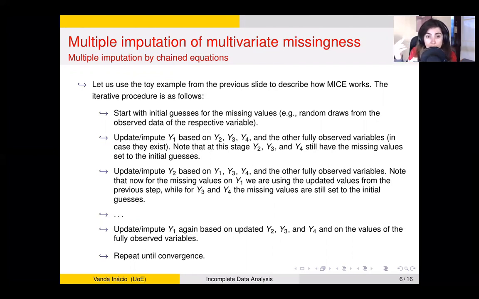I have gone after one iteration. I have gone through all the 4 variables, and then I repeat. I go again to y1, and now to impute or to update y1, I use the values of y2, y3, and y4 from the previous iteration, and the same for y2, y3, and y4. And I repeat this, I loop, let's say, until convergence.